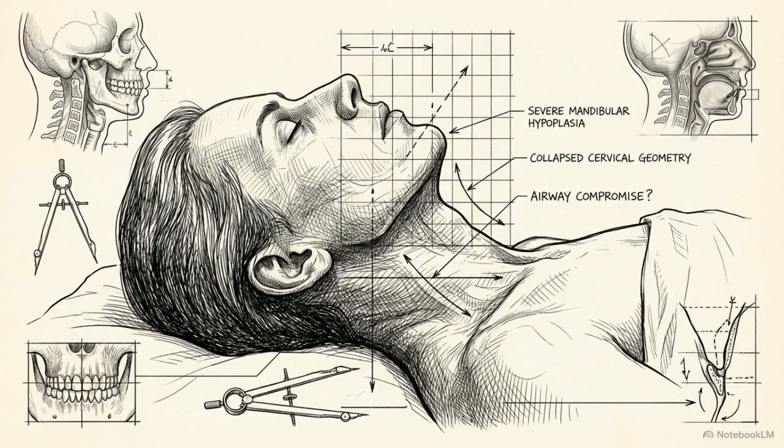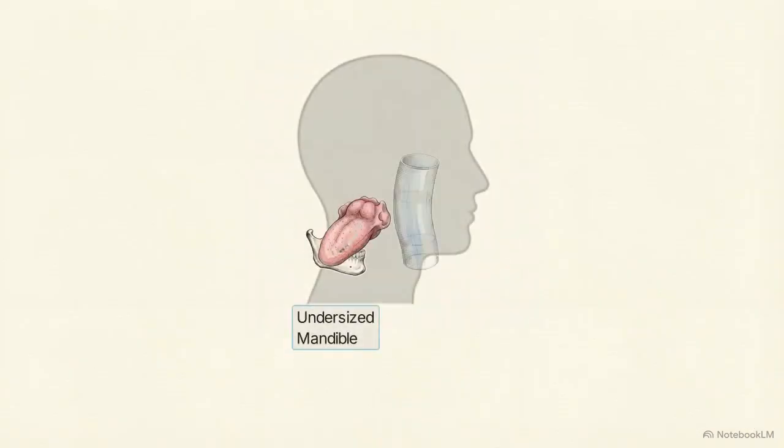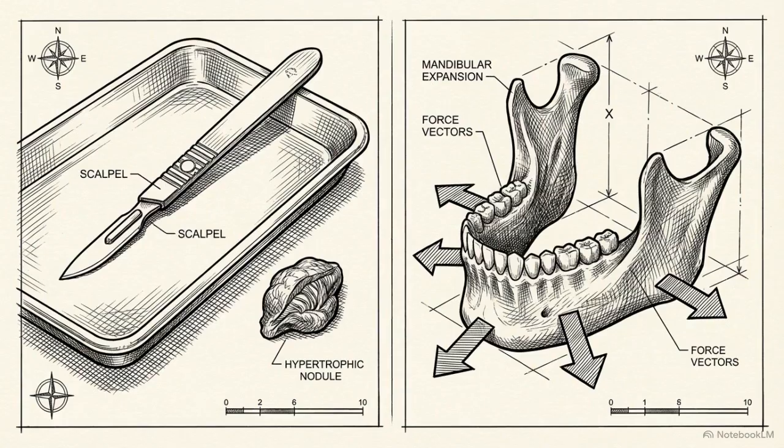In pediatric patients, this skeletal defect presents an immediate crisis. Infants with a severely hypoplastic mandible exhibit stridor, struggle to feed, and endure massive sleep disturbances as they fight for oxygen. When the skeletal foundation is physically too small, the airway is trapped in a permanent state of collapse. Soft tissue removal, like a tonsillectomy, is insufficient. The condition requires surgical bone-level expansion.